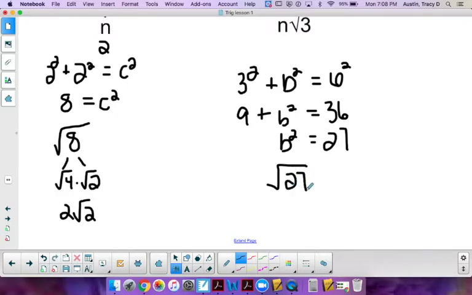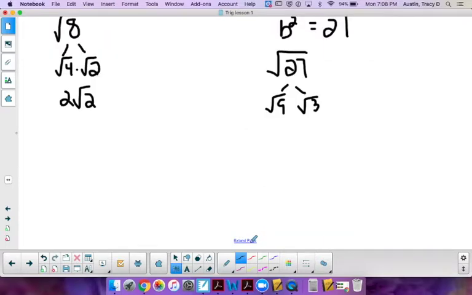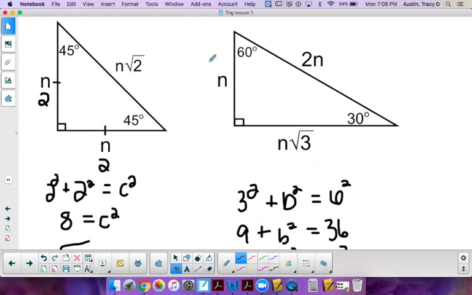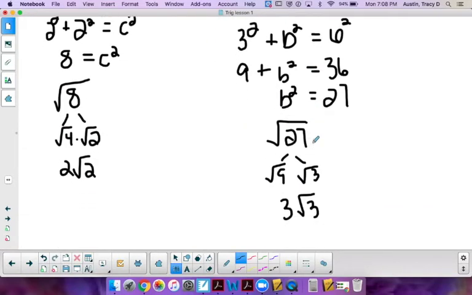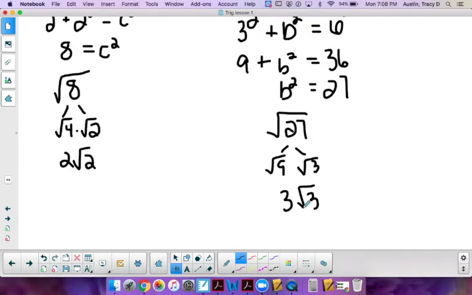Your little yellow calculators are really good for this, but again, you really should learn how to do this without a calculator. 27 breaks down to 9 and 3. Well, what is the square root of 9? Correct, it's 3. So this is 3 root 3. So whatever measure this one is, that measure times the square root of 3 every single time.